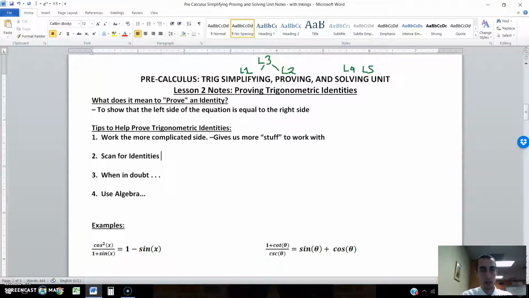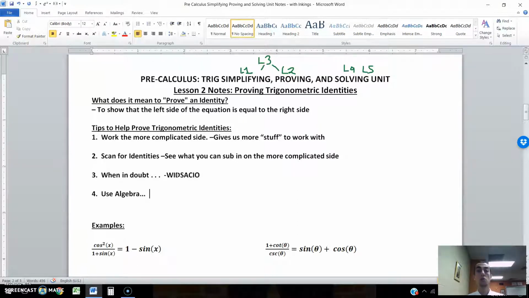So the second tip is to scan for identities, and when you see a potential identity that you can sub in, then sub it in and see what it looks like afterwards. Of course, when in doubt, as we saw yesterday, sine and cosine it out.